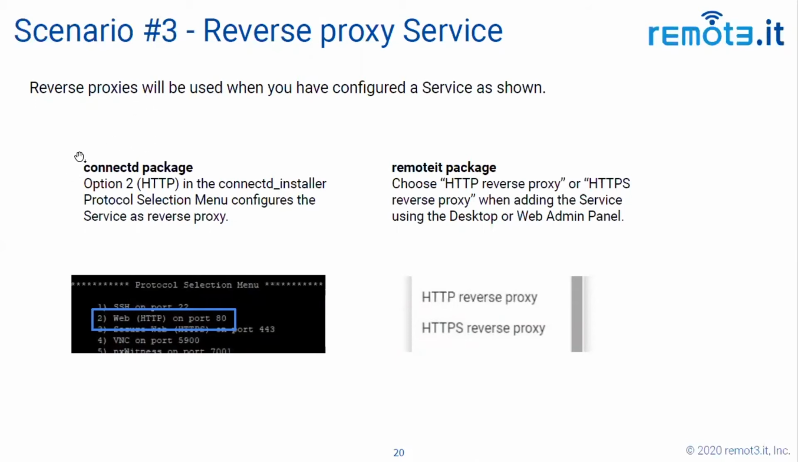I'm just showing you, if you're using the connectd package on your device, you'll set up the option to HTTP on port 80. I believe there's also, just below this, secure web HTTPS on port 443. You'd use that if you were connecting to an HTTPS server, or if you're using the remote.it package, which includes the desktop or web admin panel. When you configure that service, you're going to use one of these choices, the HTTP or HTTPS reverse proxy.